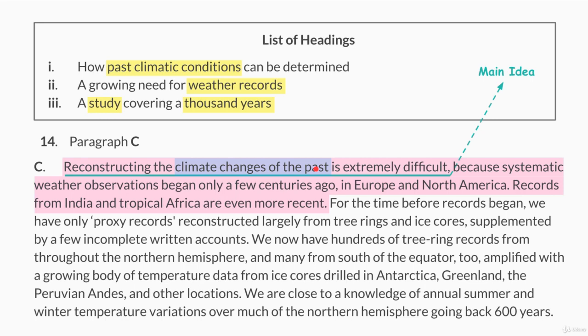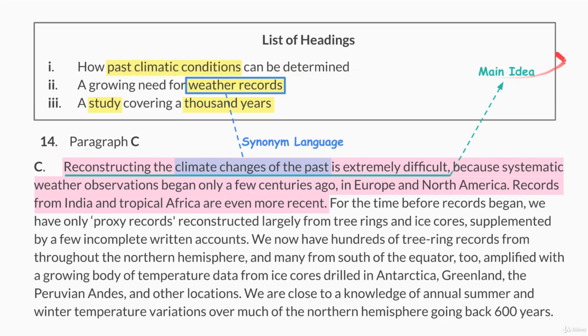What do you think that is synonym language for? Take a look at these two answer choices. What is this synonym language for? Climate changes of the past. Weather records. It is synonym language for weather records. Of course, it can also be another rephrasing of this portion over here, past climatic conditions. That very well could be the case. So we're not sure. It could be that the answer is number 1. Because we have our synonym language here, past climatic conditions.